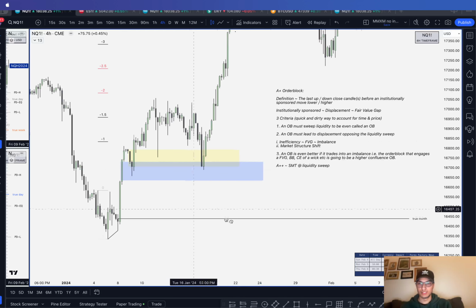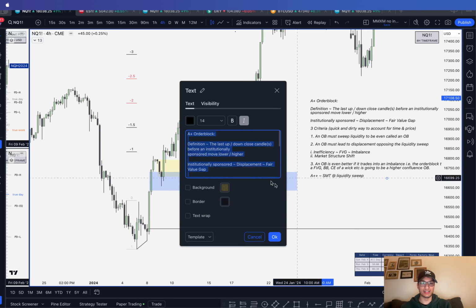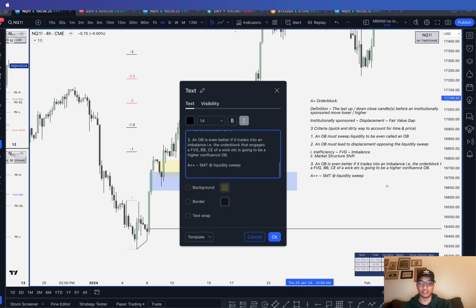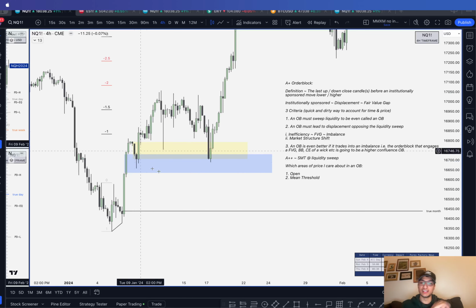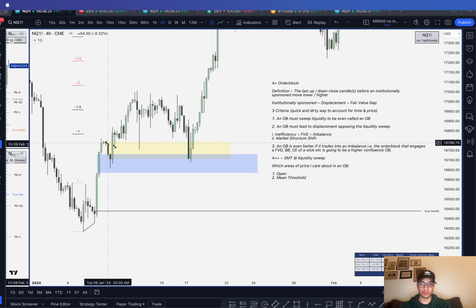All right, cool. Now let's talk about what areas I care about in the order block. So now we've graded a few. Which areas of price do I care about in an order block? 1 is going to be the open. 2 is going to be the mean threshold. That's it. That's all you got to know. Look at 2 places in the order block. That's all you care about. The entire body is way too big. So if you're looking at an order block, look at 2 specific locations. Okay?